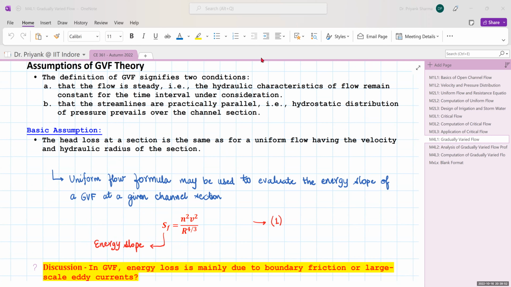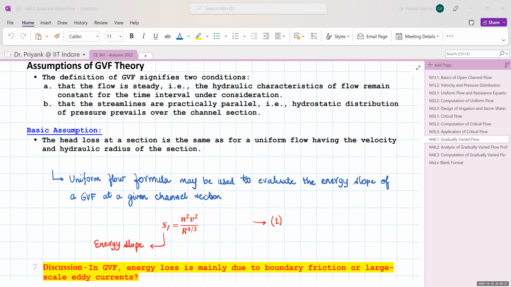So you know the Manning's equation, V equal to 1 by n R raised to 2 by 3 S naught raised to half. Now, if you were to apply this uniform flow equation, that is the Manning's equation, to gradually varied flow, the bed slope S naught is replaced by the energy slope. So the energy slope SF is computed as n square V square upon R raised to 4 by 3. So when we are applying Manning's equation to this GVF, your S naught becomes SF.